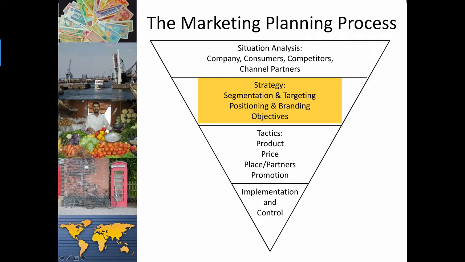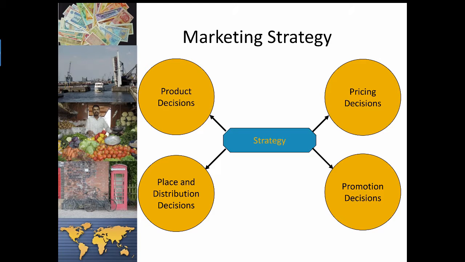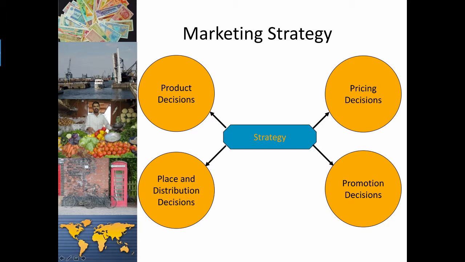The next step is segmentation and targeting, positioning, and developing branding objectives. That would be followed by our tactics. Tactics are the choices we make in our 4 P's in order to execute the strategy that we've developed in the previous steps. Recall our 4 P's would be product choices, pricing choices, distribution choices, and promotion choices. So we see that the strategy is the output that guides our choices for product, pricing, promotion, and distribution.